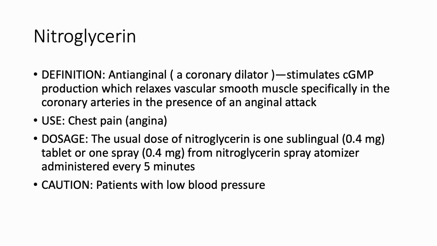The next pharmacological agent is nitroglycerin. Nitroglycerin is anti-anginal. It is a coronary dilator. It stimulates the cGMP production, which relaxes the vascular smooth muscle, specifically in the coronary arteries, in the presence of an anginal attack. So nitroglycerin is indicated in the treatment of chest pain or angina.